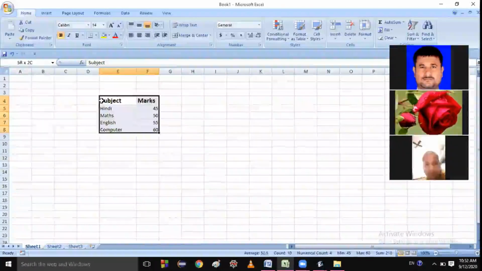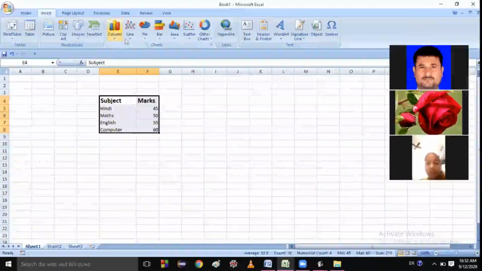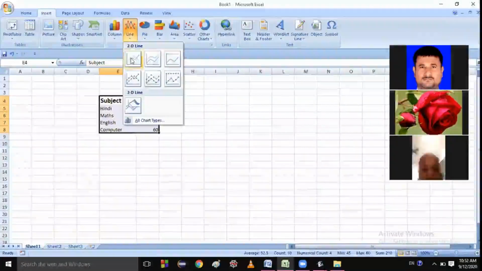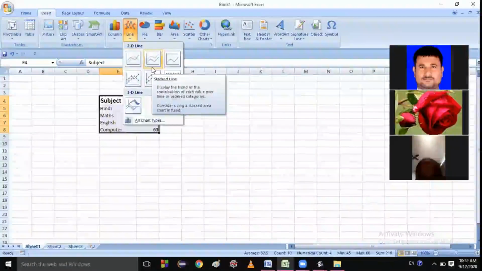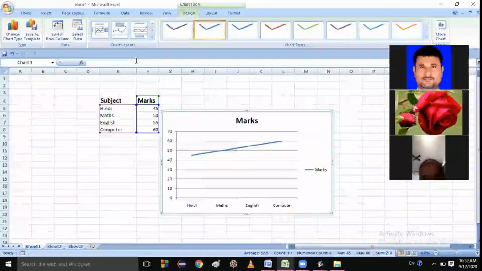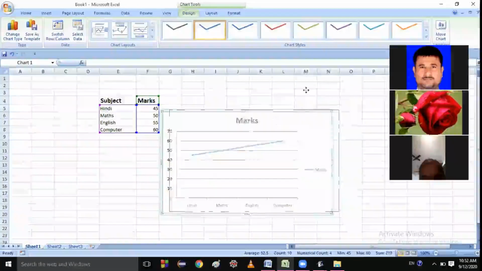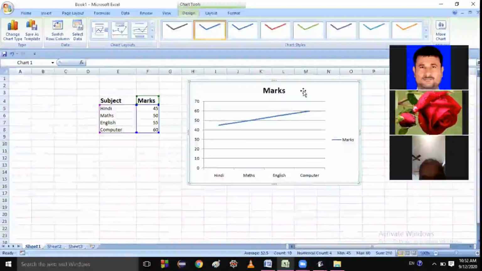So just select these all, go to insert and go to the line chart. These are the variety of layouts of the line chart. So you can select anyone and just select the first one. You can see here the chart is here.